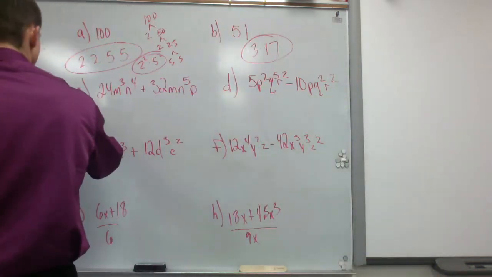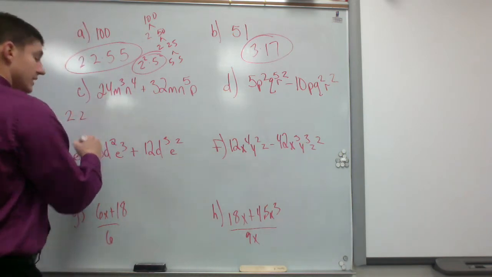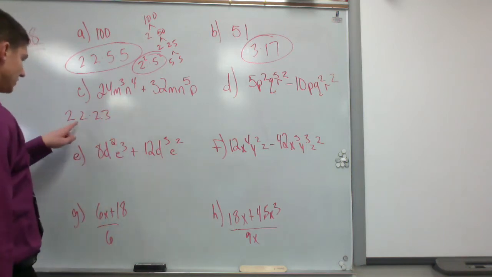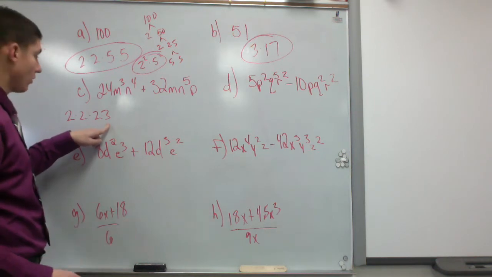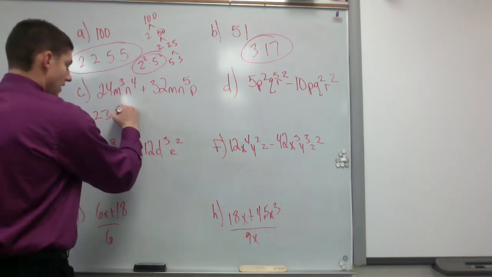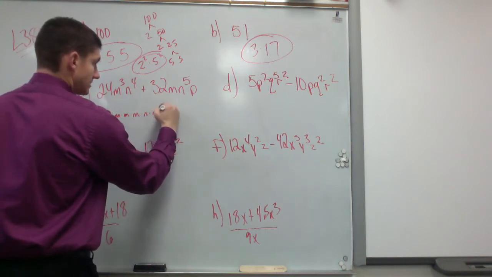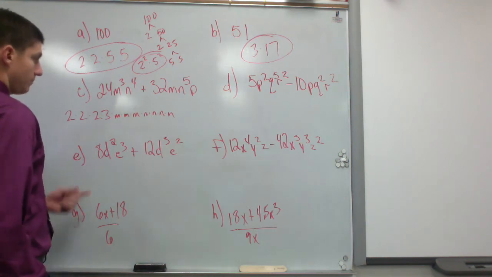24 can be written as 2 and 12. 12 can be broken down into 2 and 6. 6 can be broken down into 2 and 3. Let's just double check our math. 2 times 2 is 4, times 2 is 8, times 3 is 24. Okay? Now I would write m times m times m, and n times n times n times n, and I've got that portion of my prime factorization done.